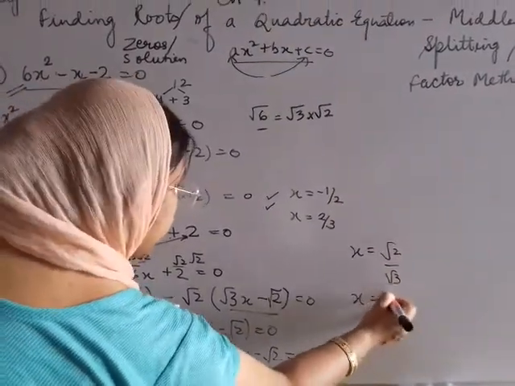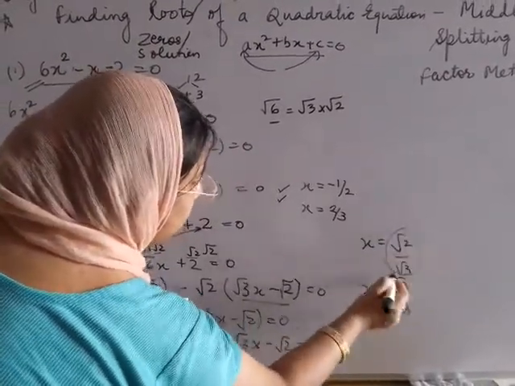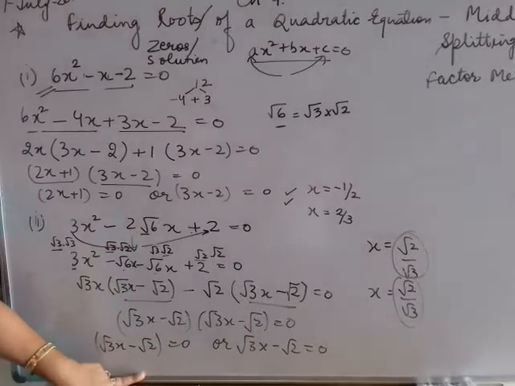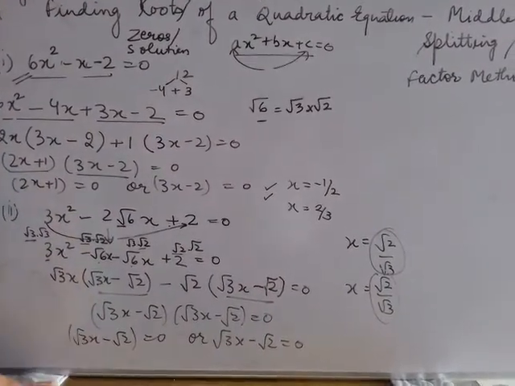Also x is equal to root 2 upon root 3. Therefore we have multiple values at the same point. Okay, so the zeros are multiple zeros here. This is called having multiple zeros.